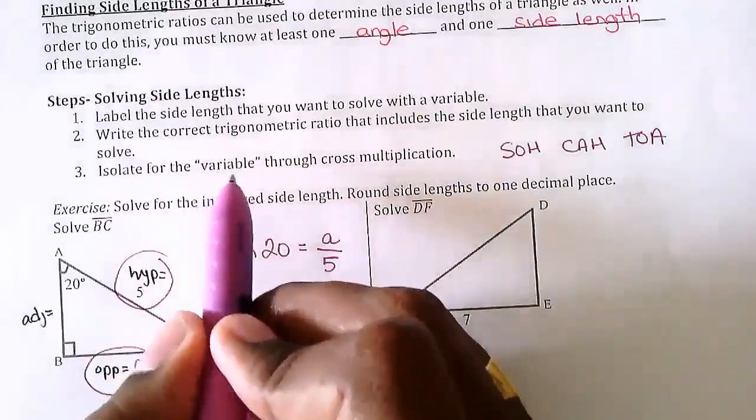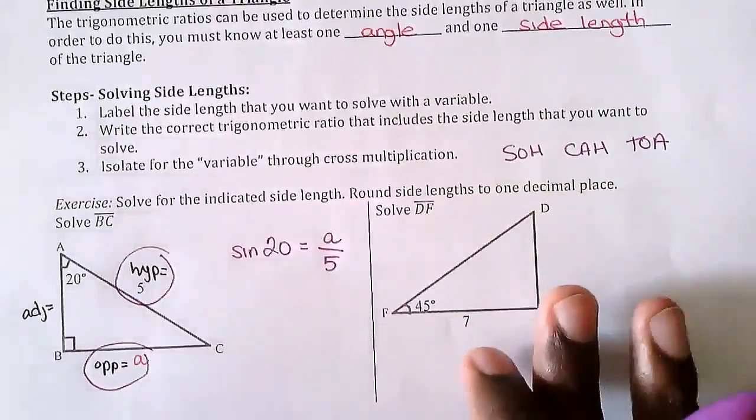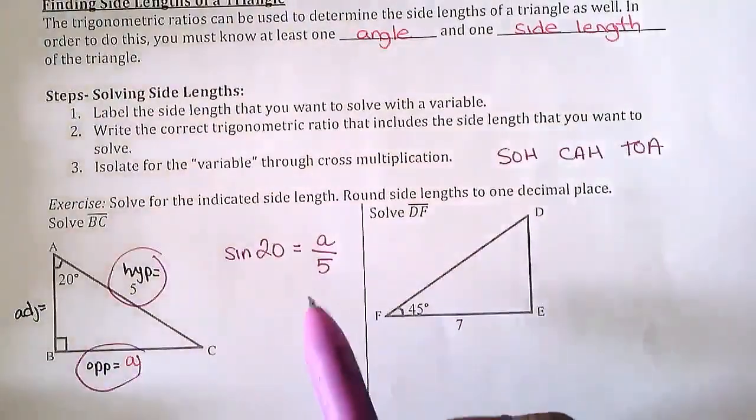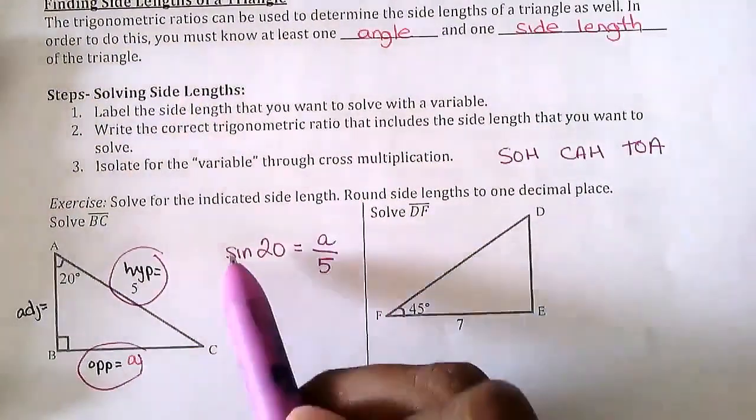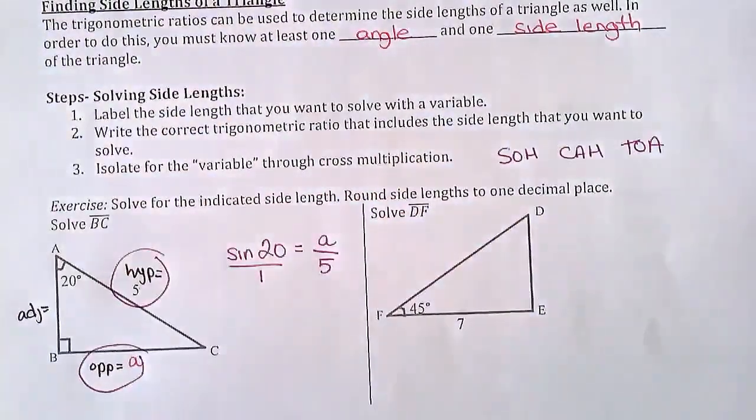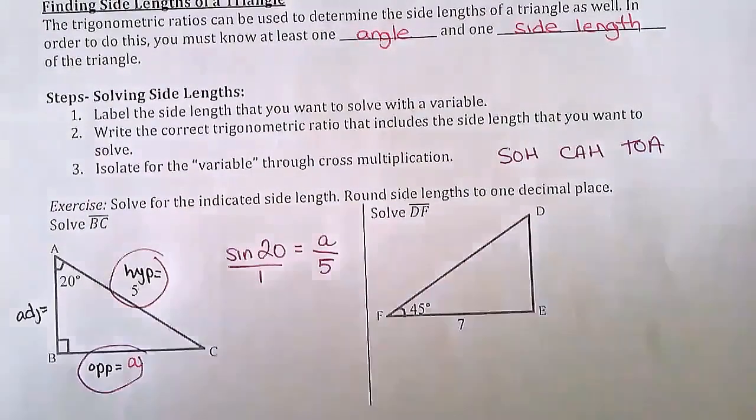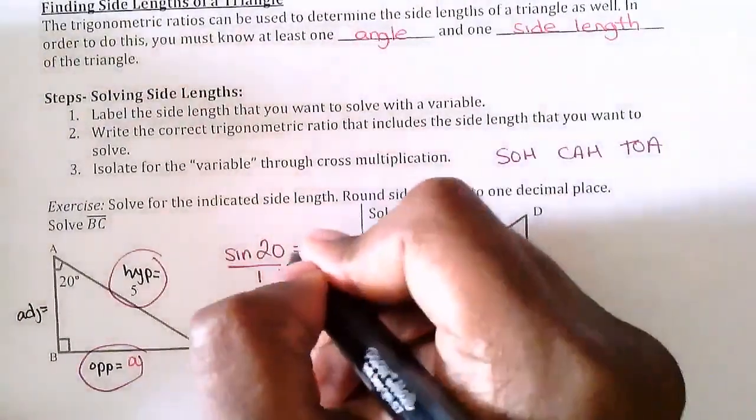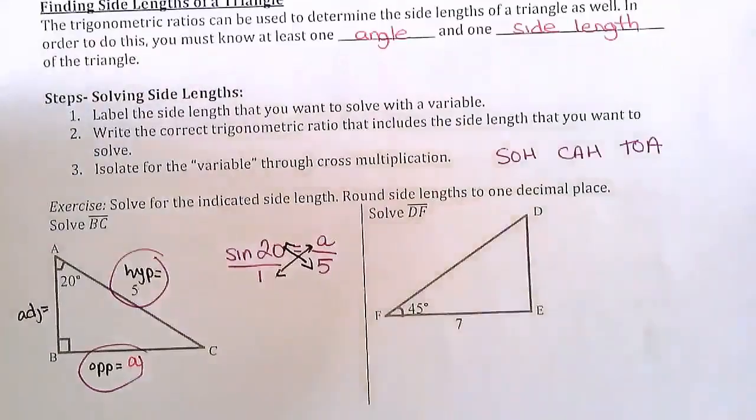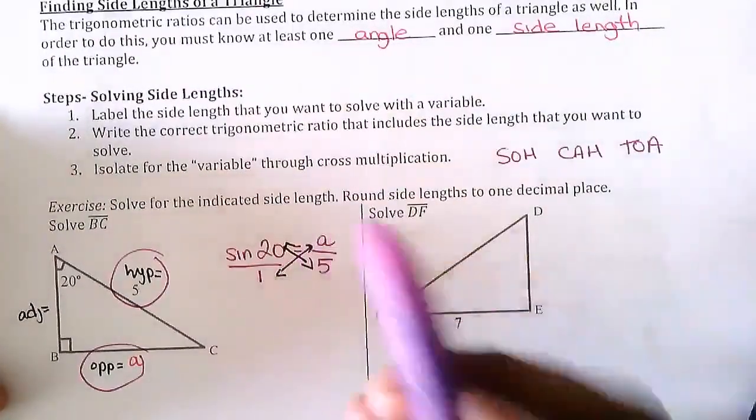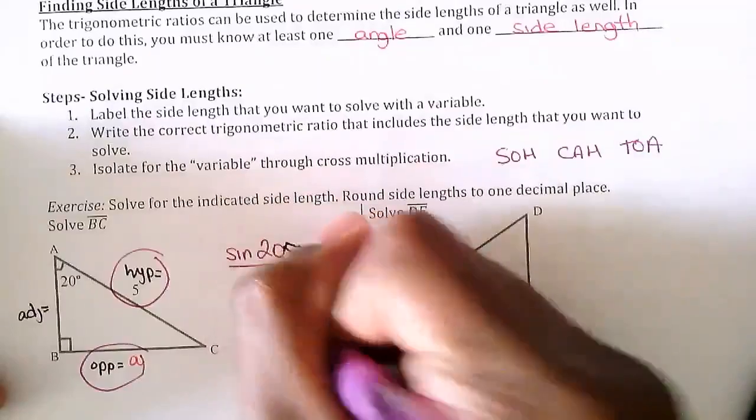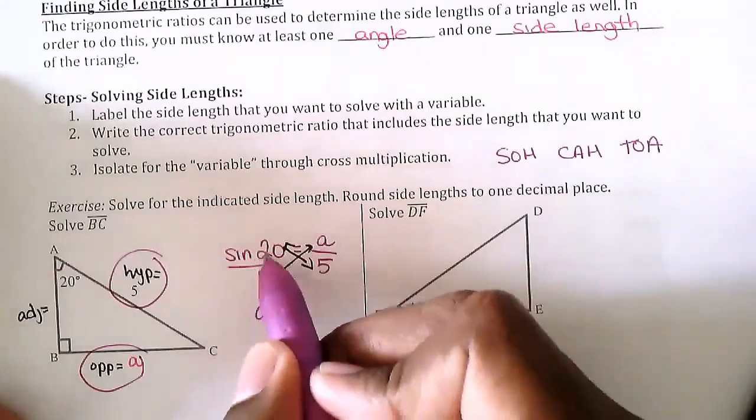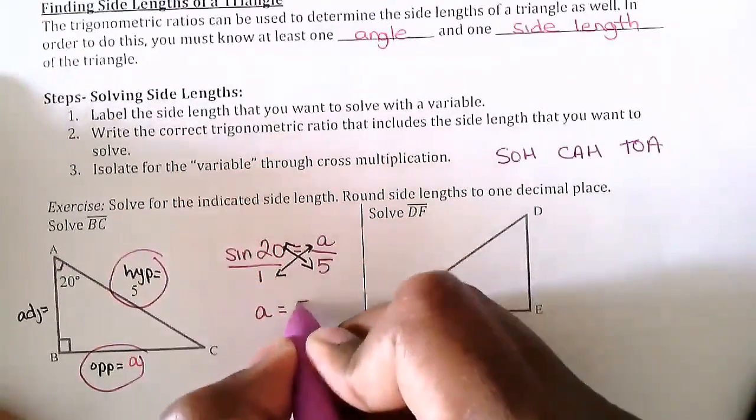Now we need to isolate for the desired variable through cross multiplication. If you use cross multiplication, it will always work. In order to use cross multiplication, you need fractions on both sides. Here we have a fraction, a over 5. The other side we're going to convert to a fraction by doing sine 20 over 1. Once we have this, we can cross multiply. Cross multiply just means multiply diagonally. So the first diagonal we have is 1 times a, which is just a, so you write that on one side. The other multiplication we have is 5 times sine 20, so we're going to write that on this side.